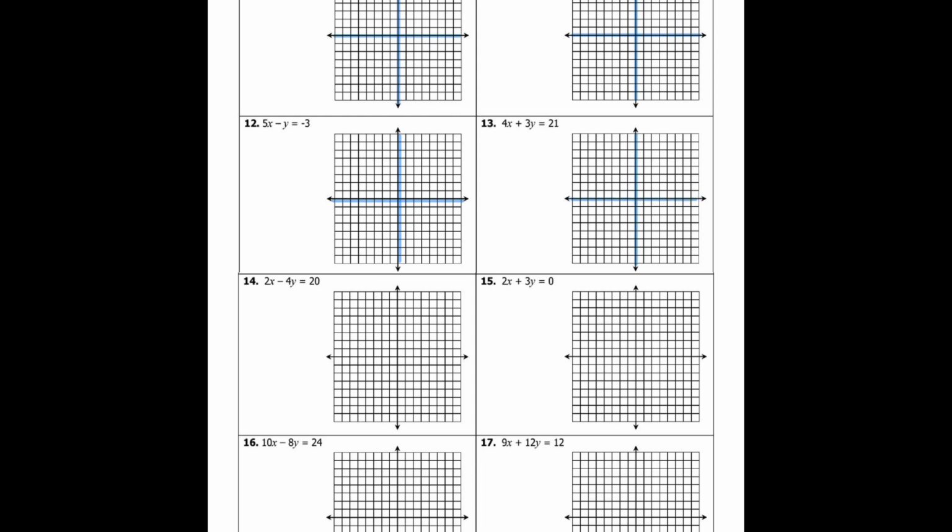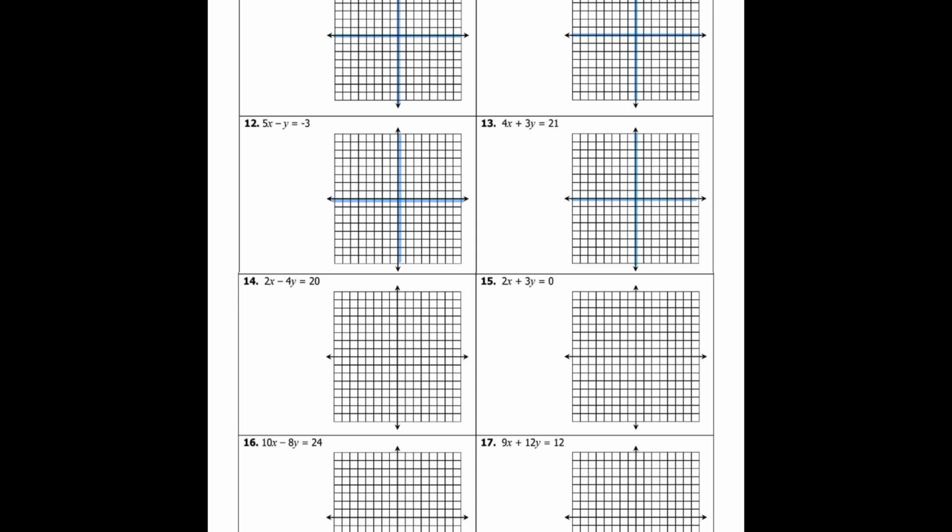All right, so let's start with number 10. This is in point slope form, which means we're given a point and we're given the slope, but we want this in slope-intercept form, right? So we want to change this into y equals mx plus b. So we want to change this equation so it looks like y equals mx plus b.